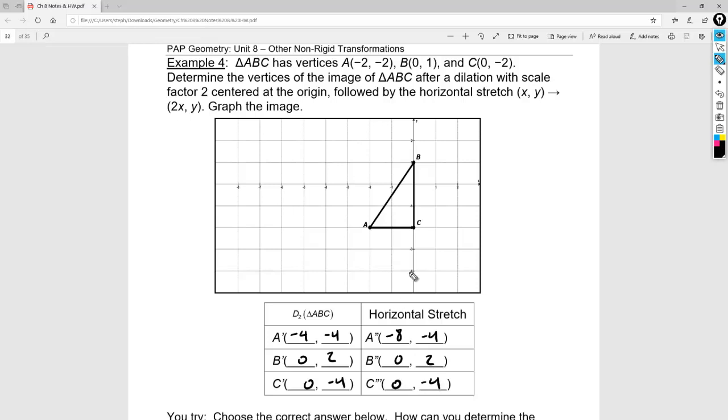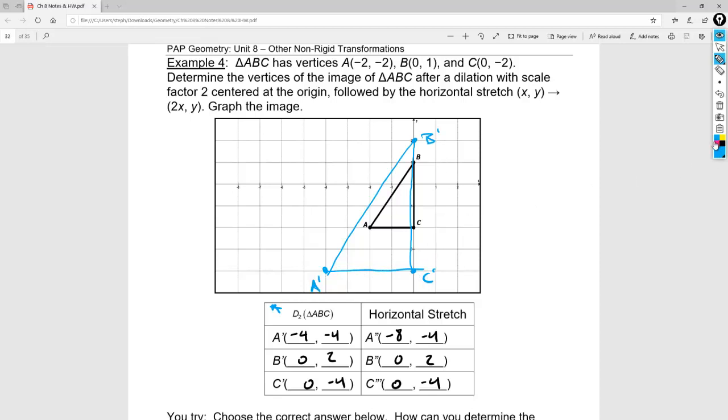Alright, so let's give this a graph. I'll do my dilation in blue. Just my dilation, I am at -4, -4, so this is my value for A. I'm at 0, 2 for B, and then I am at 0, -4 for C. So here is my triangle after a dilation of scale factor 2.